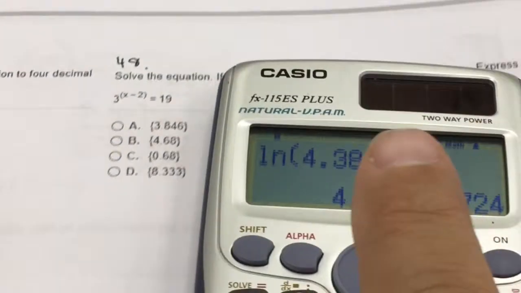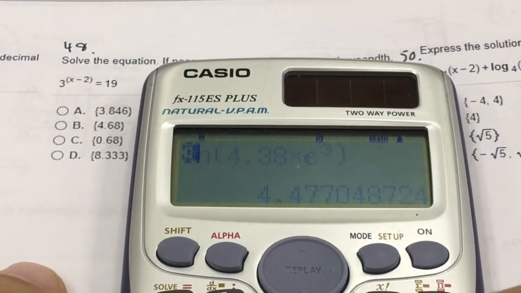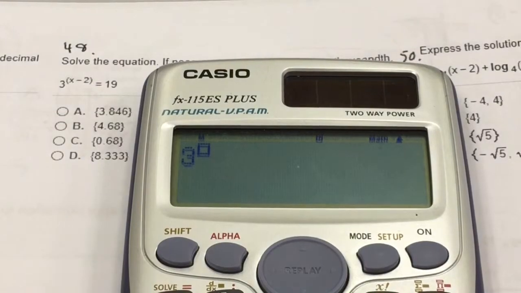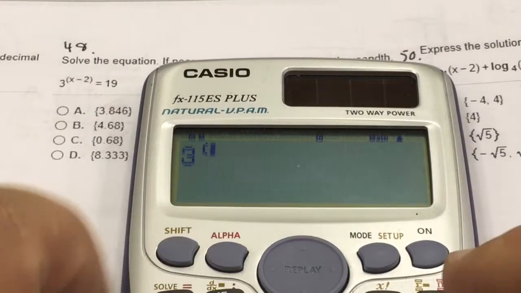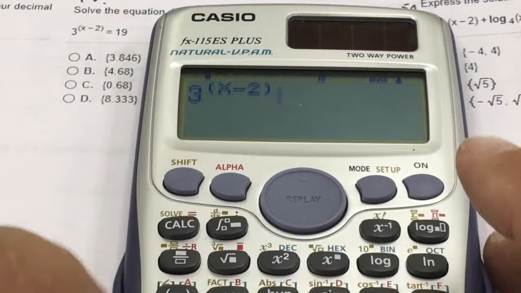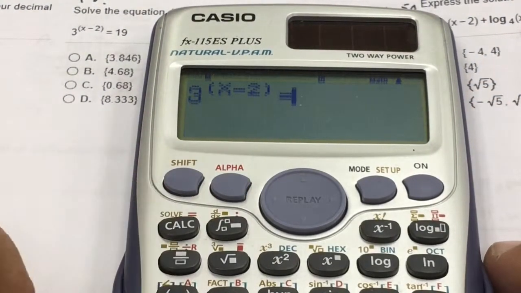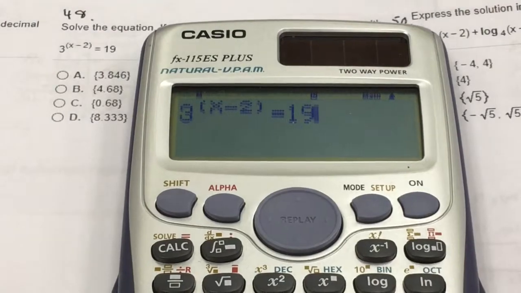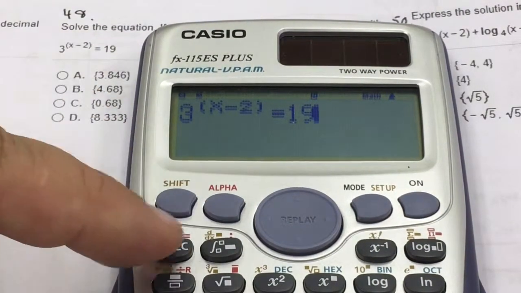There are 2 ways to do it. I can use the solver, and I'm just going to type that in like it looks. 3, x box, parentheses it has up there, alpha red x, minus 2, close parentheses, right arrow. Don't hit the equal sign. You want to hit the alpha red equals. Alpha red equals, we're typing it in. 19. Don't hit the equal sign. You want to solve it. It says solve. Shift, solve.